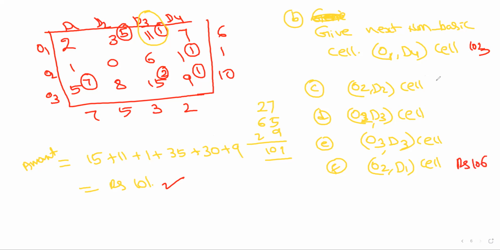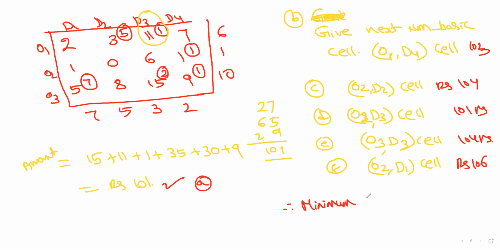For 2-2 we will get 104 rupees. For this one O2 D3 we will get 101 rupees. And this O3 D3 you will get 104 rupees. Among all this, which is the minimum cost we have? We have 101. Among all this, we have to find the minimum cost. We got minimum 101. So we have to give the answer as minimum cost of transportation is equal to 101 rupees.